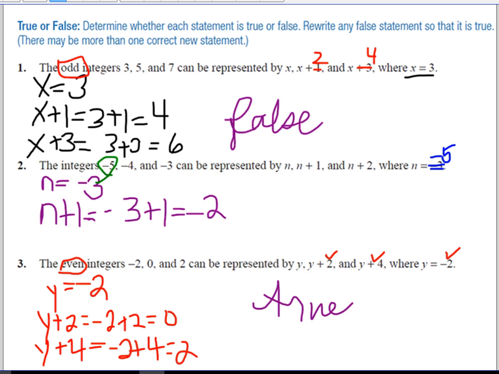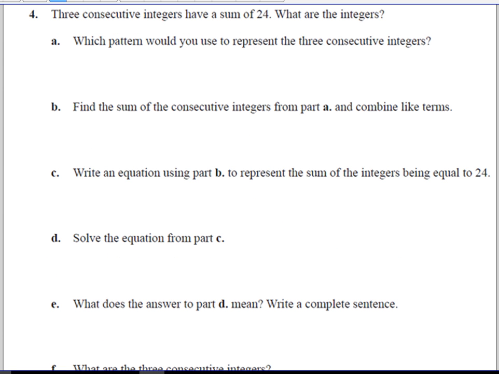And our middle one was false because they started again with the wrong number as their n. Okay, so those are the special number problems with consecutive integers, but there's going to be other number problems where we're not doing that. Here's an example of a consecutive integer problem. Notice it doesn't say consecutive odd or consecutive even. They're just 3 numbers in a row that have the sum of 21.